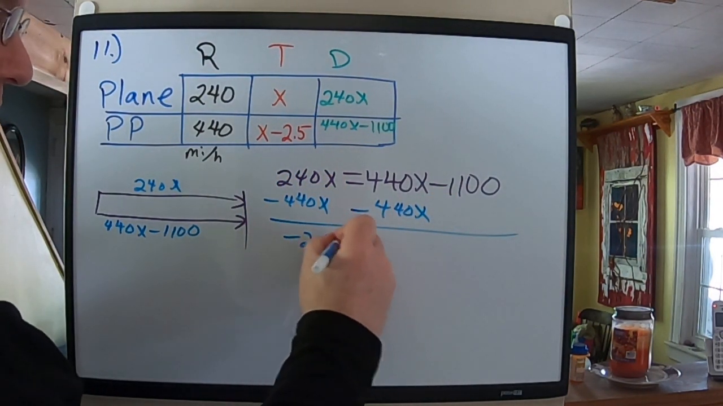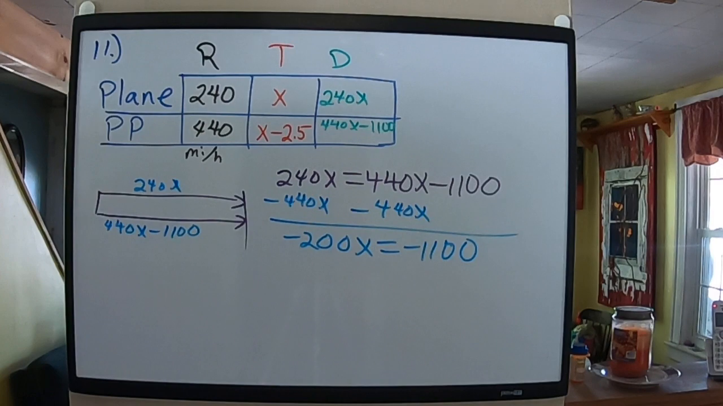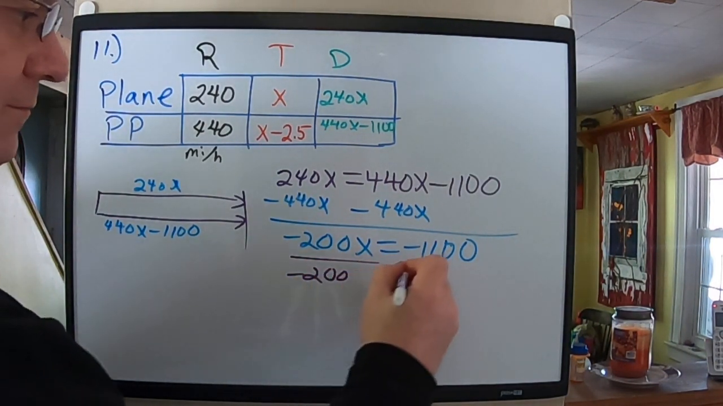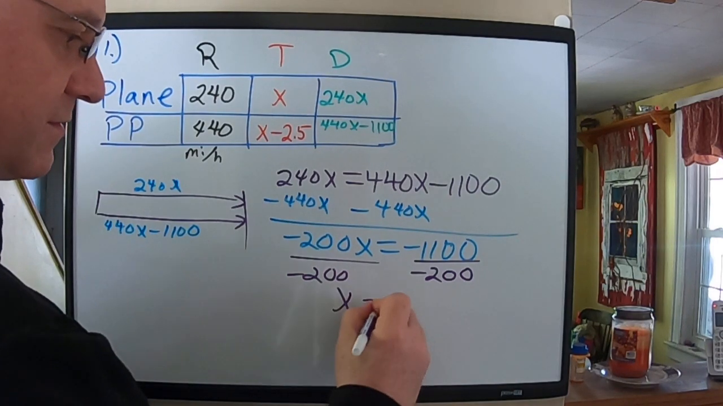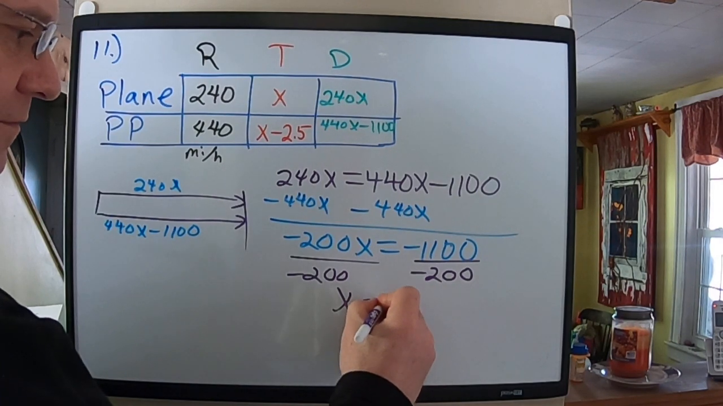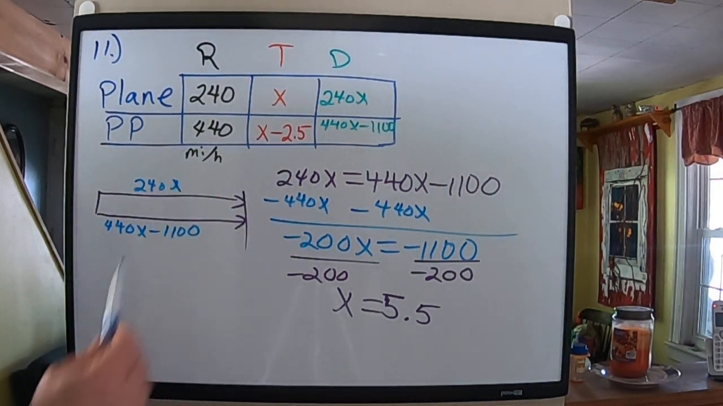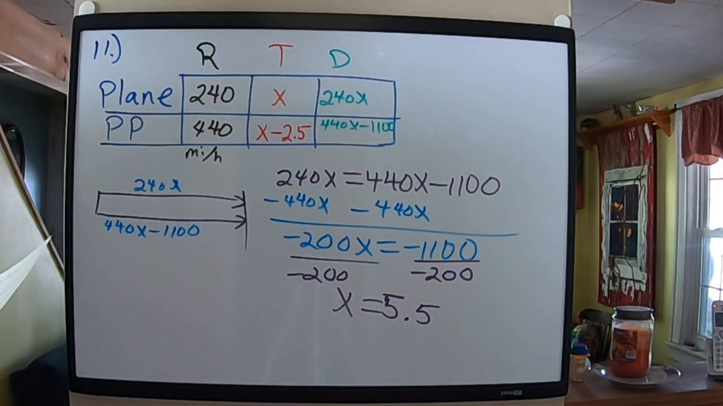So I'm going to subtract 440x. That gives me negative 200x equals negative 1100. And then I divide by negative 200. X comes out to 5.5. And it took, let's see, it took 5.5 hours to overtake, but X represents the time for the first plane, which was leaving at 9 a.m., and it's traveled for 5.5 hours.